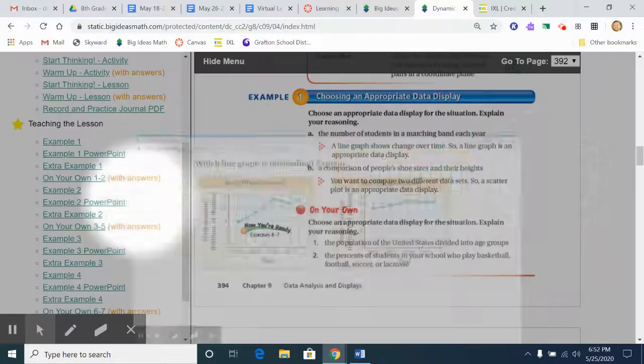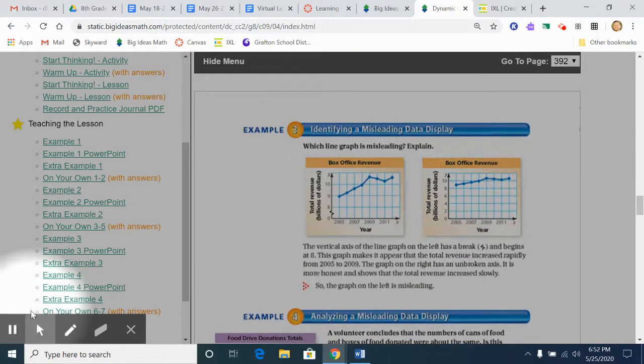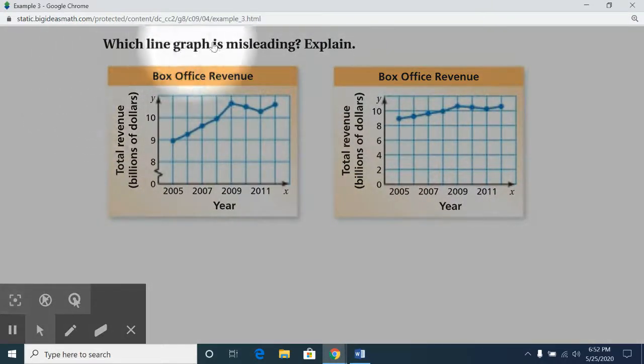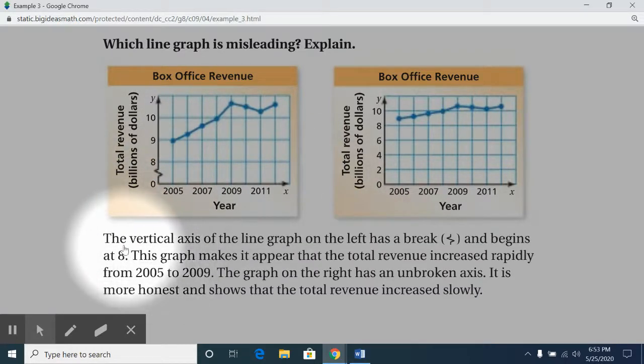Now, let's see if there's anything we need to read. No, not really. So, example 3 again. Example 3 is asking us, is there anything misleading about any of these graphs? Okay, so that's what we want to look for. Is there anything misleading? So, here's what I see on this graph. See this little break in the graph? Why do we use that? We use that because it tells us that the data doesn't start until up here. So do we really need all those numbers? Not really. But here's what it says.